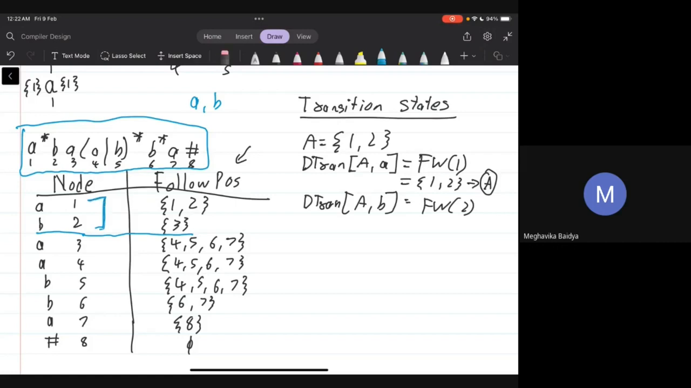Check this 1 comma 2 thing, because A is this 1 comma 2. For every node in this 1 and 2, you check if it's matching with the input symbol. If you practice this, you'll understand better. So for 1 comma 2 and B, we found out that this second row is matching, which is 2B, and the followpos of 2 is 3. So you will write followpos of 2 equals 3.